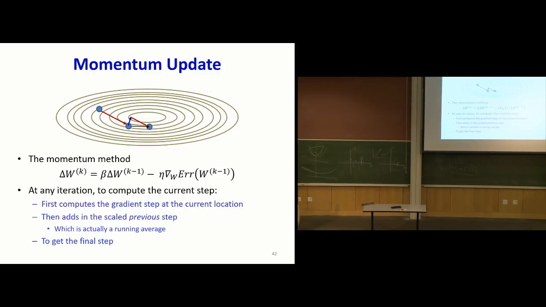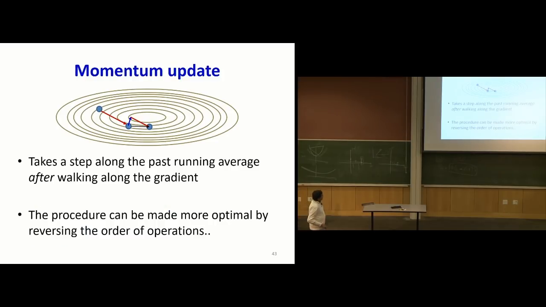So this is the entire gradient descent method. Now, this is the momentum-based gradient descent method. This is the momentum method. Now, this has an issue. The issue is that you look at the gradient at the current position, and then you add to that some scaled version of the step that you have already taken in order to arrive at the final point. And this can be made more optimal by reversing the order of operations.